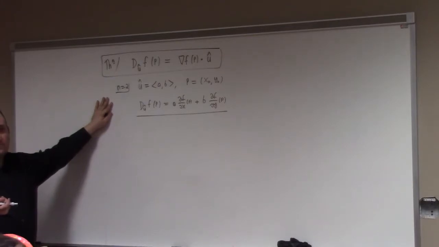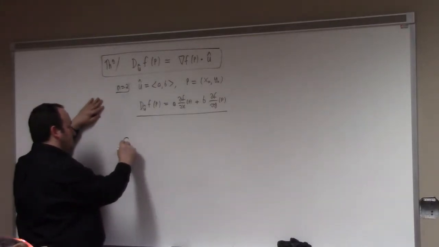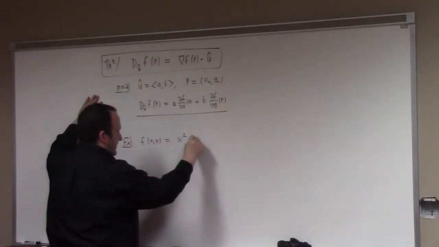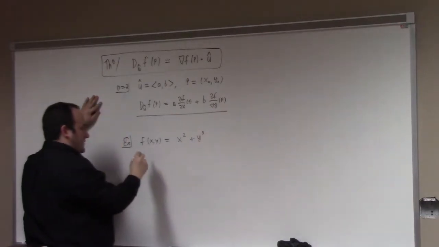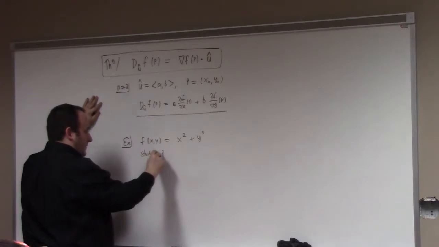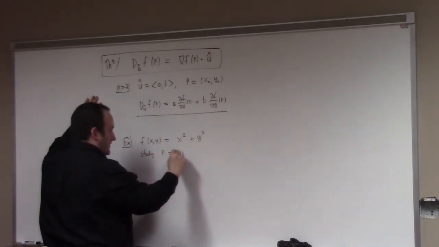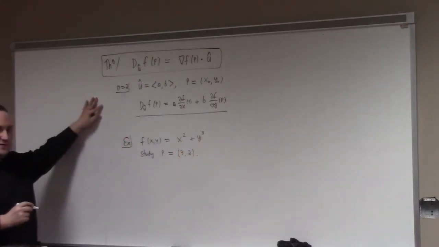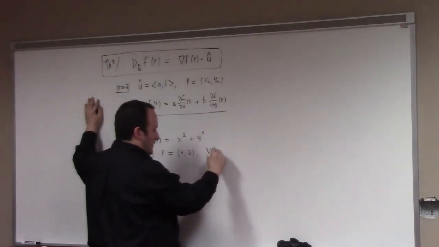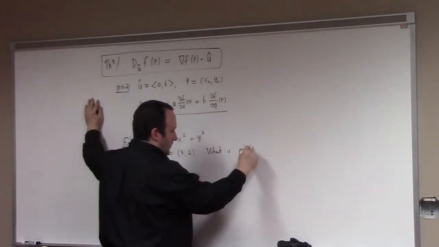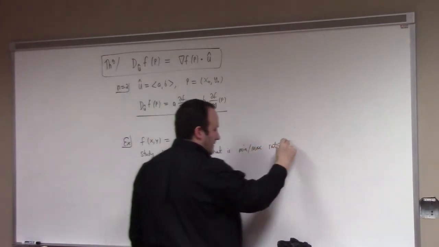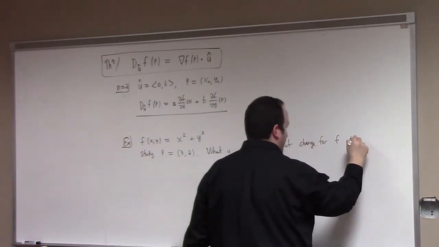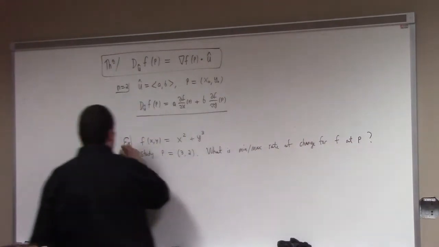So, a specific example. Suppose we had f of x comma y equal to x squared plus y cubed, just to keep it relatively simple. And let's study the point P equal to, how about, 3 comma 2. So here's my question. What is the minimum or maximum rate of change for f at that point? What direction does it happen in?